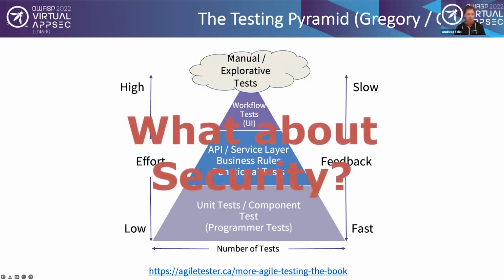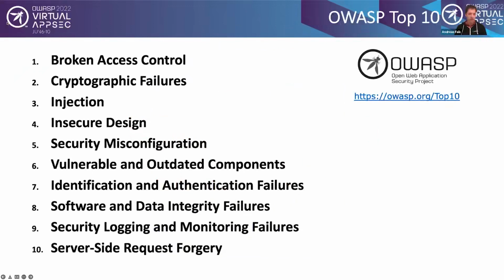But now, what about security? In all these testing pyramids, you never read about any security testing. If developers ask themselves what to do about security, then typically the number one thing they see is the OWASP Top 10 list. The latest one is from last year, with broken access control now number one. Before, it had been injection in the number one place. That changed.